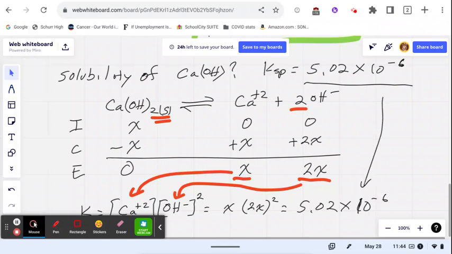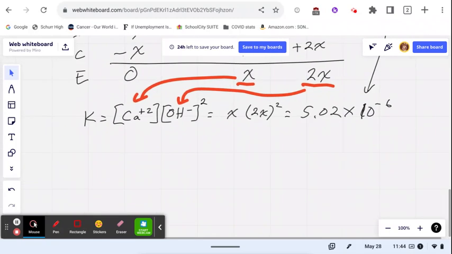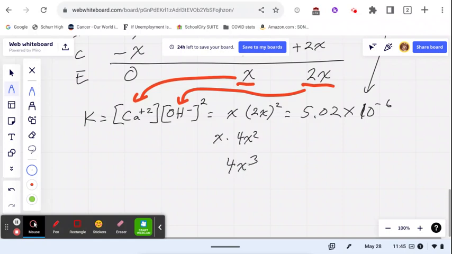Now that we've got that set up, we can solve for X and find out what the solubility is, because basically X is our solubility. We have X and we have (2X) squared. (2X) squared is actually 4X squared. So we end up with X times 4X squared, right? 2 squared is 4, X times X squared is X cubed. That's going to equal 5.02 times 10 to the negative 6. So X times 4X squared is 4X cubed, and 4X cubed is equal to 5.02 times 10 to the negative 6.